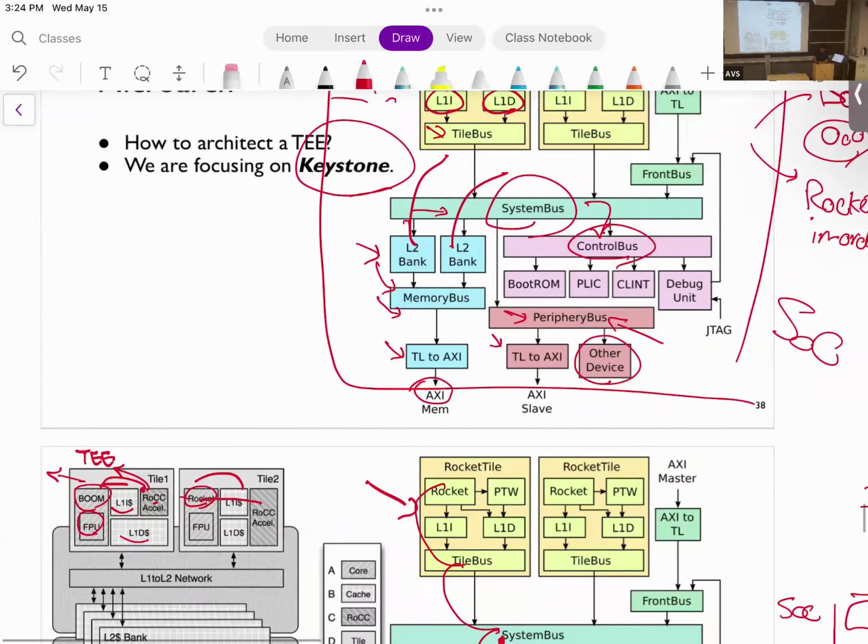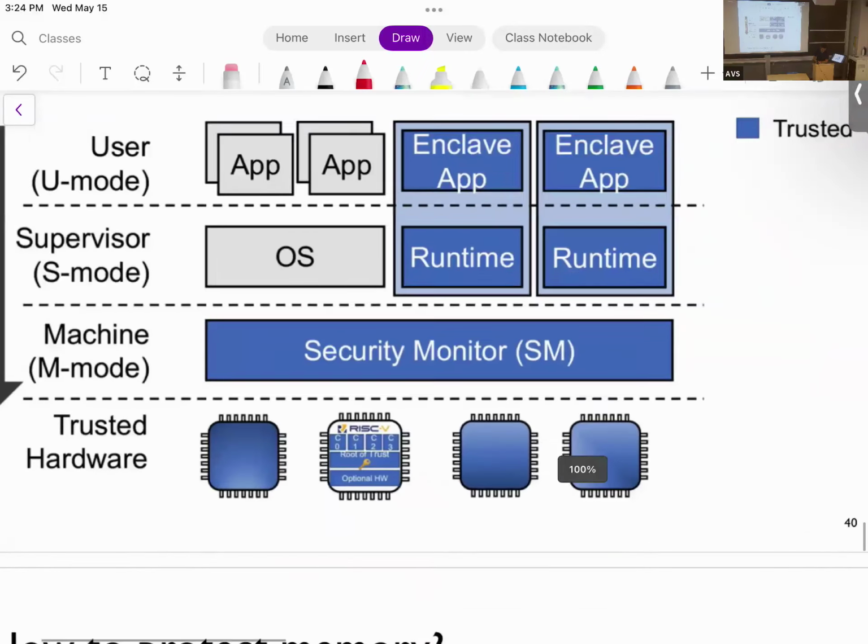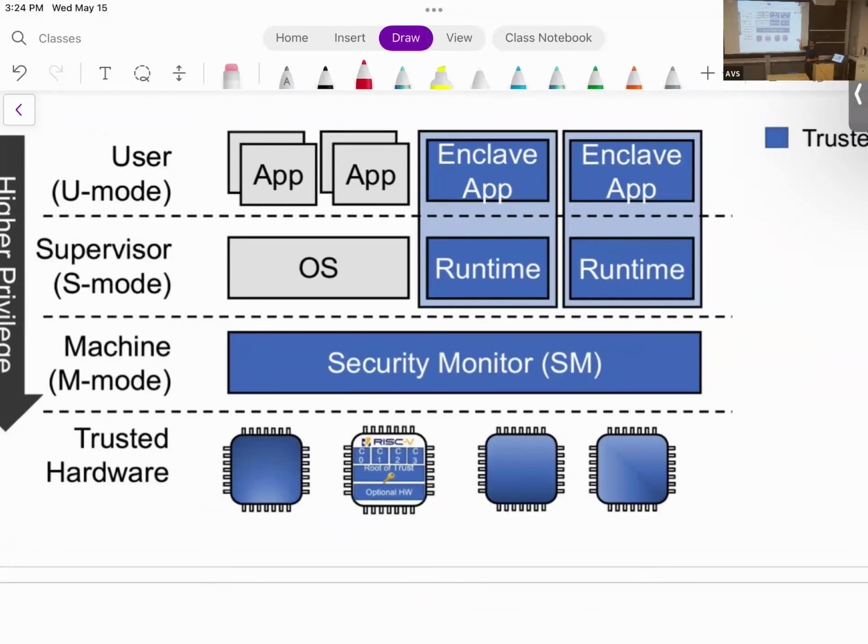So continuing with Keystone, it has this kind of format. Remember, I told you that different TEEs have different kinds of models. Keystone follows this format: it has the regular OS. Then for each app, it has its own runtime and its own enclave, in other words, kind of following the SGX route. And then it has this thing called the security monitor, or SM, which works at the machine layer and controls everything, including the OS and the runtime.